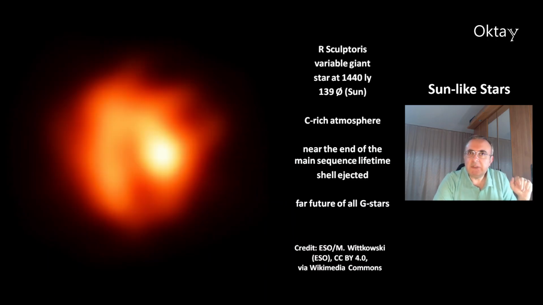This is one example, R Sculptoris. That's a variable giant star at 1,440 light years distance. It has 139 times the size of the Sun and a carbon-rich atmosphere. This is one example of a star which is near the end of its main sequence lifetime. Its shell has been ejected. And this is the far future of all G-stars.